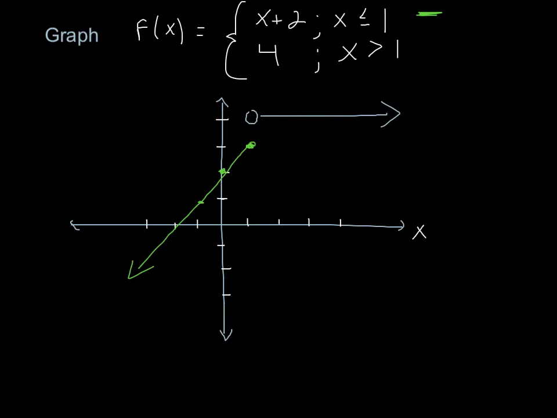So the first part of the function is looking at values for x that are less than or equal to 1, and they're defined by the function f of x equals x plus 2. When x's are greater than 1, then we're defined by the function f of x equals 4, the constant. So we have a piece function. We have different pieces of our graph. So we just kind of graph them individually, and then the whole thing together makes up our function f of x.